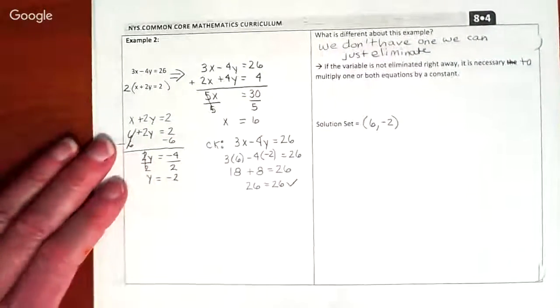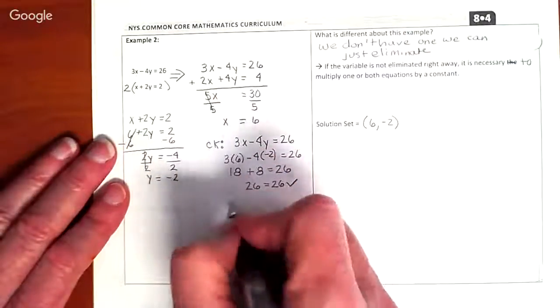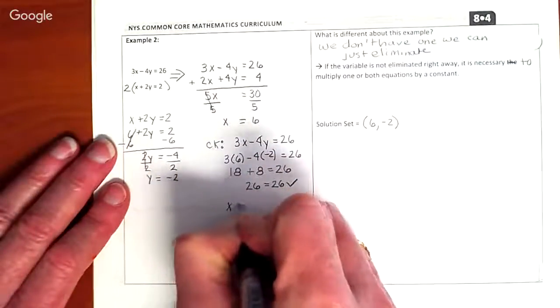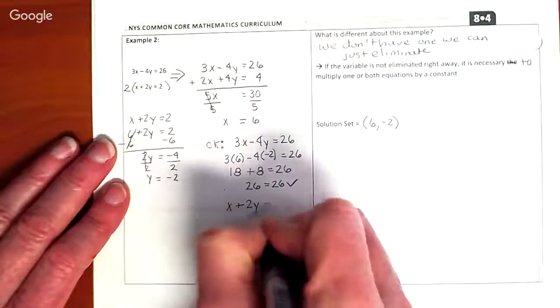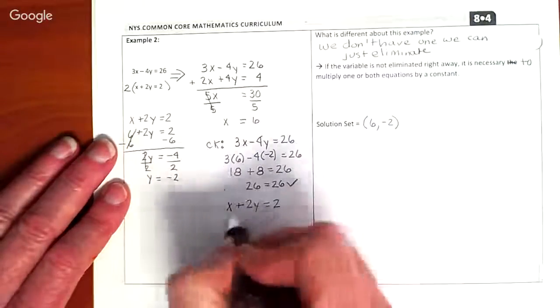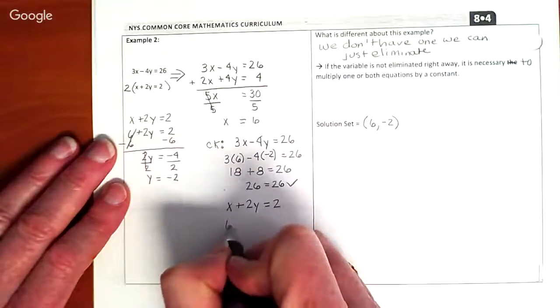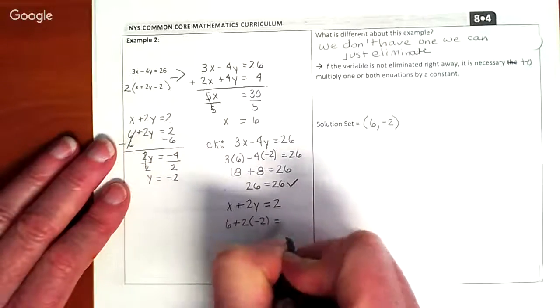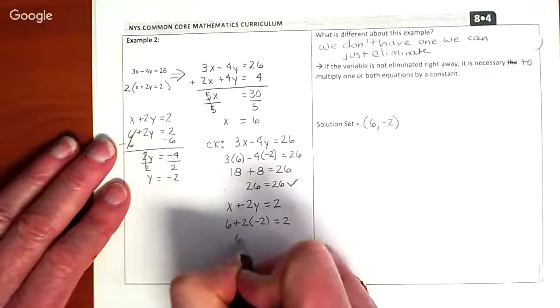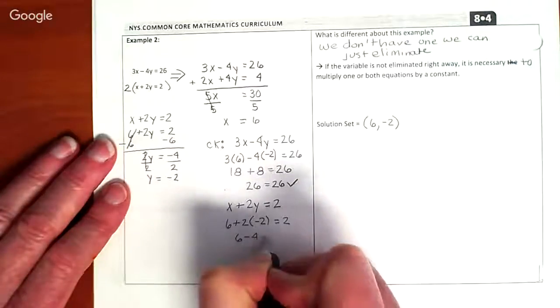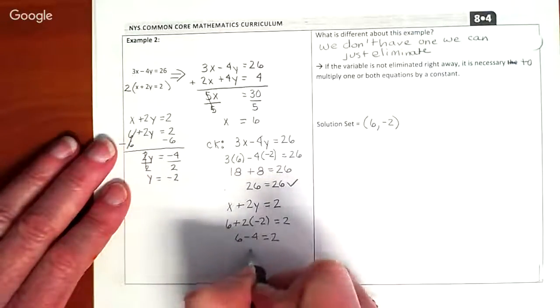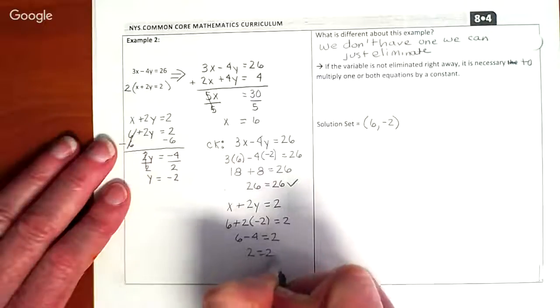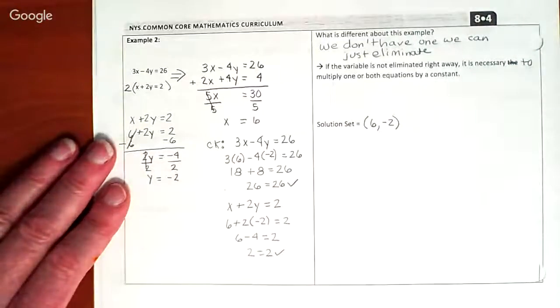My second one, I have x plus 2y equals 2. Substituting them in, I have 6 plus 2 times negative 2 equals 2. So 6 minus 4 equals 2. 2 equals 2. And that one also checks.